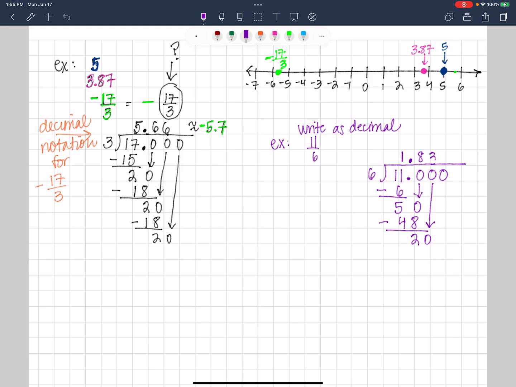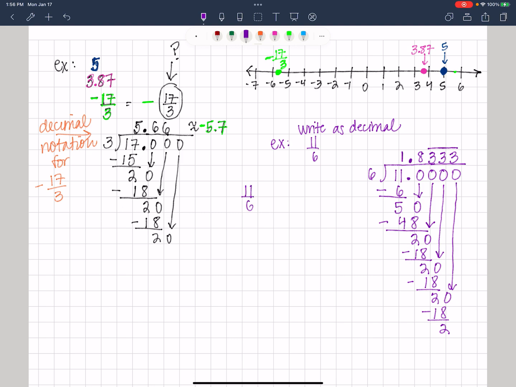3 times 6 is 18, and that is a 2. Bring down that 0. 6 goes into 20. Again, 3 times 6 is 18, and this is going to continue forever. So when I say this is going to continue forever, I mean the 3 is continuing forever.